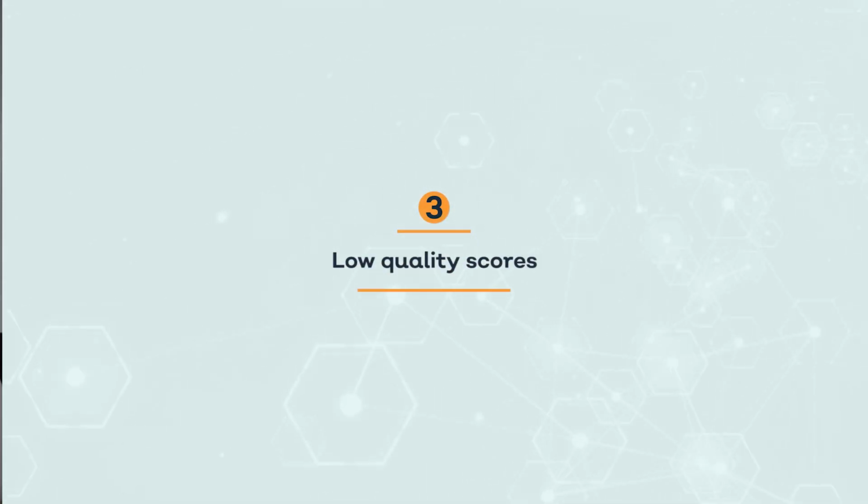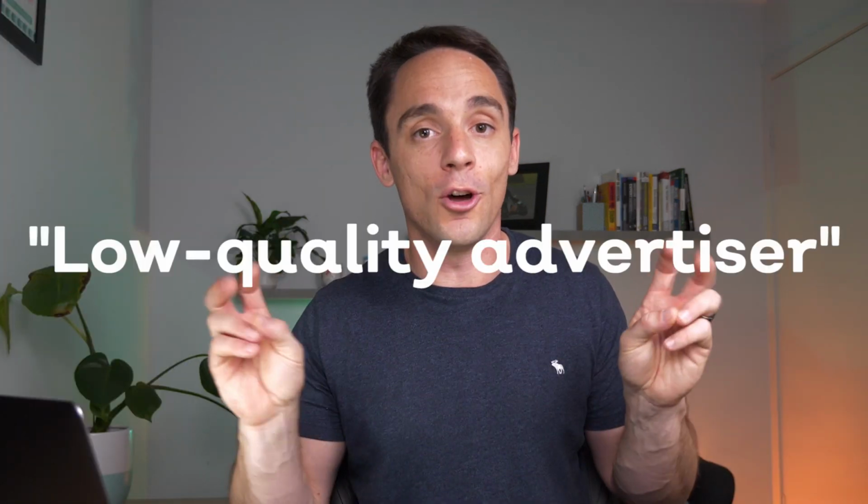All right, the third reason you might be seeing high CPMs is because of low quality scores. So every ad that you run gets a quality score. It could be below average, average, or above average. If you run a lot of ads that are below average, then Facebook starts to see you as a low quality advertiser. And if they see you as a lower quality advertiser, they raise your CPMs.